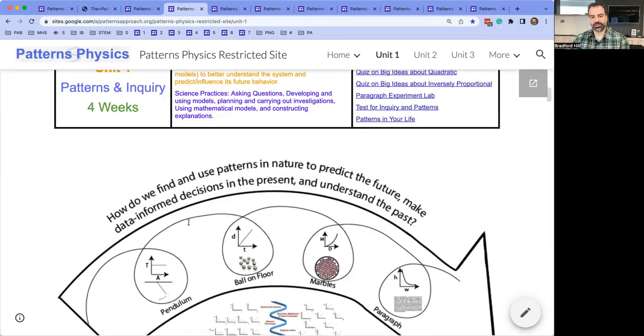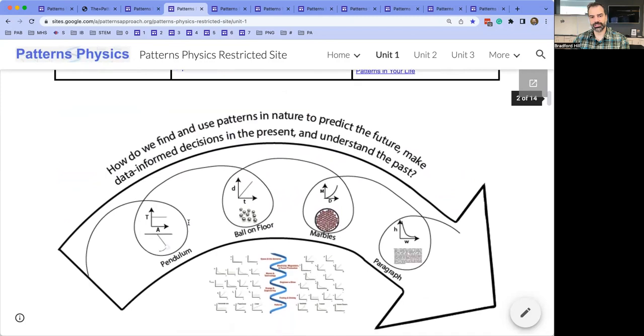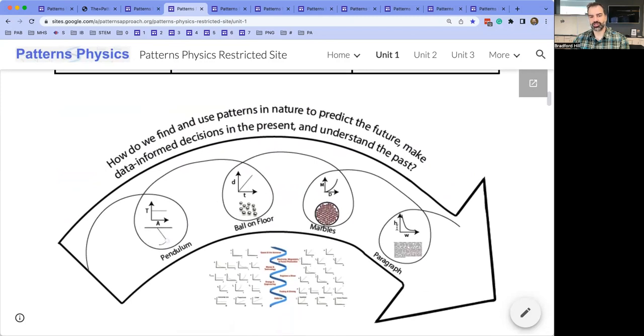All right, then if we scroll a little bit further, here's just another helpful image, kind of zooming in. What is the progression arrow? What's the essential question? And no surprise, how do we find and use patterns in nature to predict the future, make data-informed decisions in the present, and understand the past? And these are those 4 anchoring experiments with horizontal line, proportional, put those 2 together for linear, quadratic, and inversely proportional. And we say inversely proportional to better connect to our math teachers.